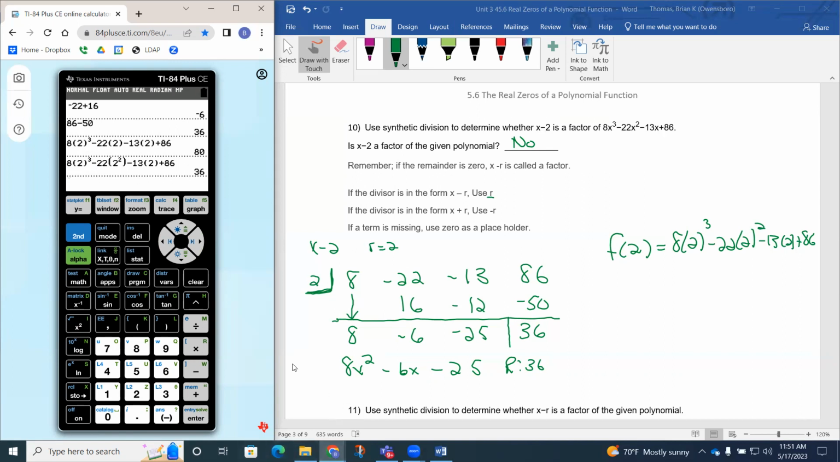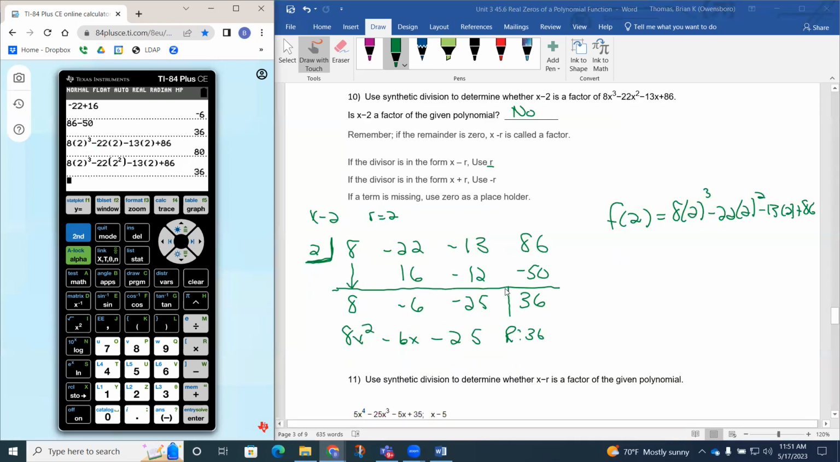Now, if we wanted to, we could do long division, but I think I've done long division enough at this point, so we'll leave that out. But if we did long division, we should have a quotient of 8x squared minus 6x minus 25, and we should get a remainder of 36 if we did long division.